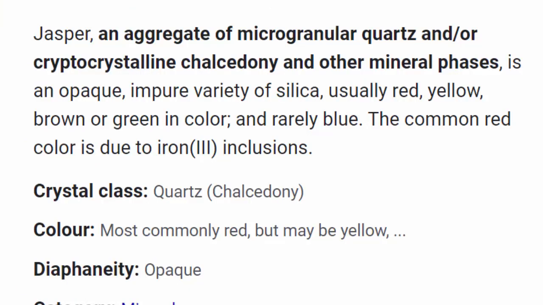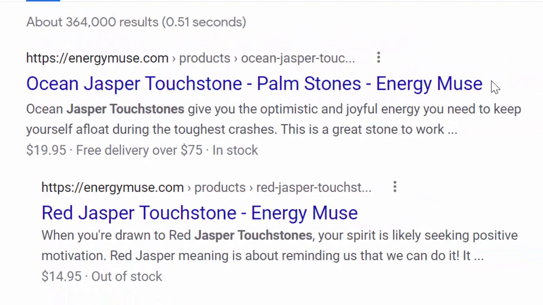So according to Google, jasper is an aggregate of microgranular quartz and/or cryptocrystalline chalcedony and other mineral phases. Quartz is what they use as the timing chips in clocks. So that's very interesting. Then it says it is an opaque, impure variety of silica, usually red, yellow, brown, or green in color, and rarely blue. The common red color is due to iron inclusions. Now it makes sense.